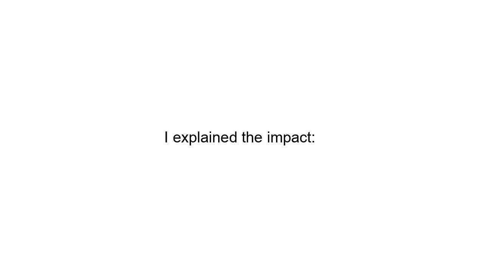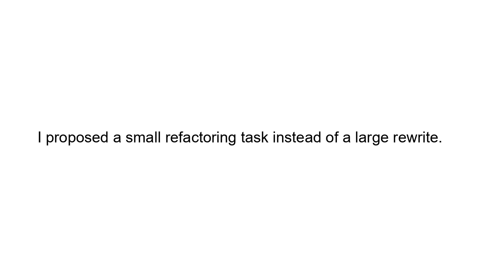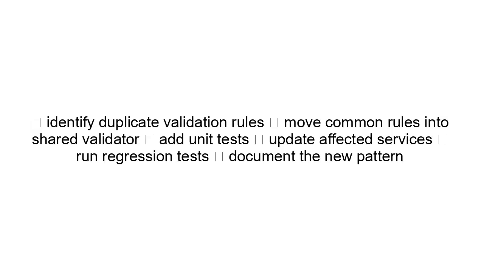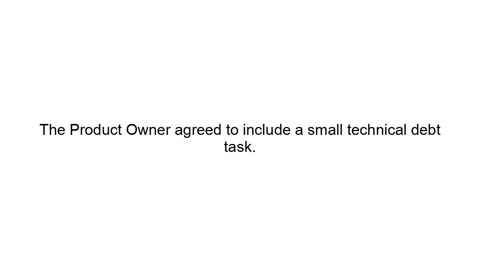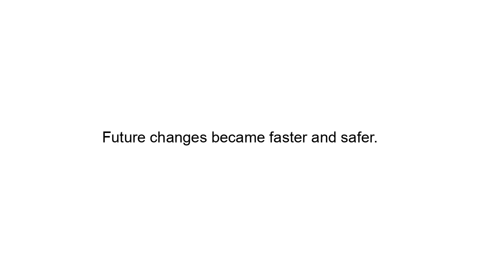I explained the impact: slower future changes, higher chance of bugs, more regression testing, inconsistent validation behavior, harder onboarding for new developers. I proposed a small refactoring task instead of a large rewrite. The plan was: identify duplicate validation rules, move common rules into a shared validator, add unit tests, update affected services, run regression tests, document the new pattern. Result. The product owner agreed to include a small technical debt task. After the refactor, validation logic was easier to maintain. Future changes became faster and safer.